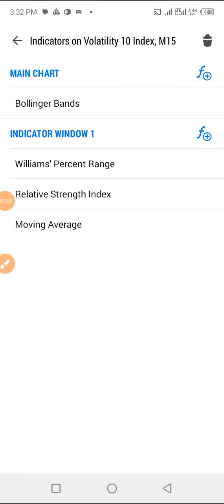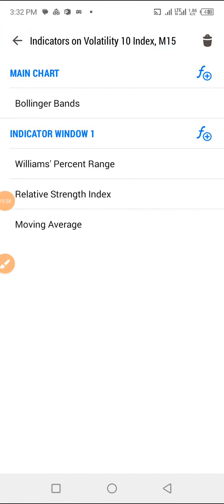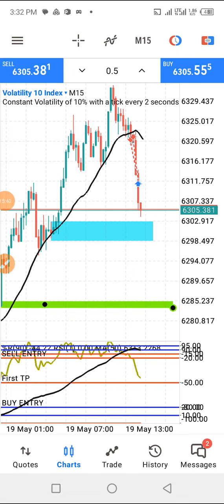So then the next one is a moving average. Period of 50, exponential. Then black. You can use any other color of your choice. It doesn't matter. Then click on save. So when you are done, this is how your chart is going to look like.